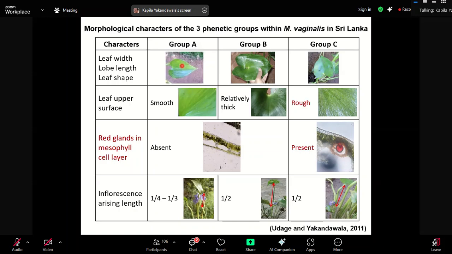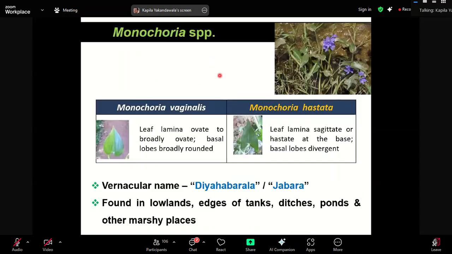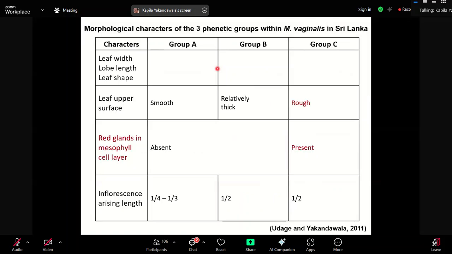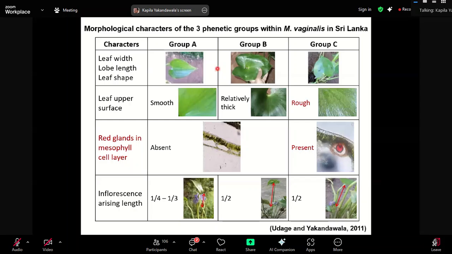By looking at the symptoms, the doctor treated the patient for yellow fever, but it was not cured. When the doctor asked what did you eat last night, the patient disclosed the things he ate the previous night. He drank kanji made out of this plant, Monochoria or Diya Habarala. And this plant is considered in Sinhala a medicine for diabetic patients and other illnesses. They eat this kanji, kotha, made out of this plant.